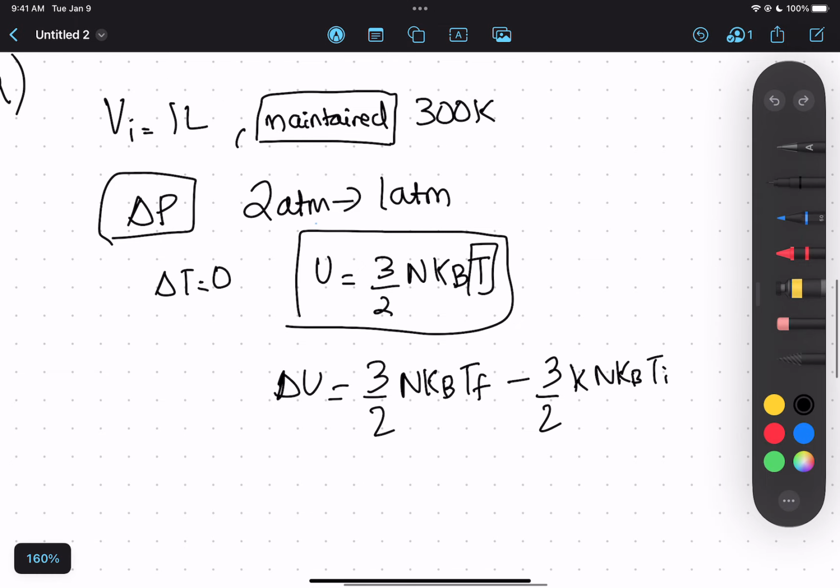And if we're strictly looking at what U is defined as, 3/2 N k_B T, that's the total internal energy. If the temperature of the bath isn't changing, then delta U would be 0, because in that case, the internal energy is not changing at all. Does that make sense? Awesome.